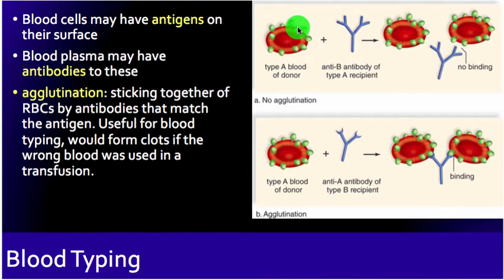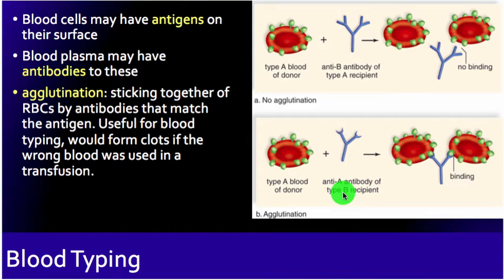But the plasma is also going to carry antibodies. So here we see that we have a type A blood cell, and we have an anti-B antibody. And this is the kind of antibody that will be carried by a person who is type A. So in this case, we don't have any what we call agglutination. But if we look at the picture down below here, we're going to recognize what this agglutination is, the sticking together of blood cells. We have, again, a type A blood cell, and we have an anti-A antibody.